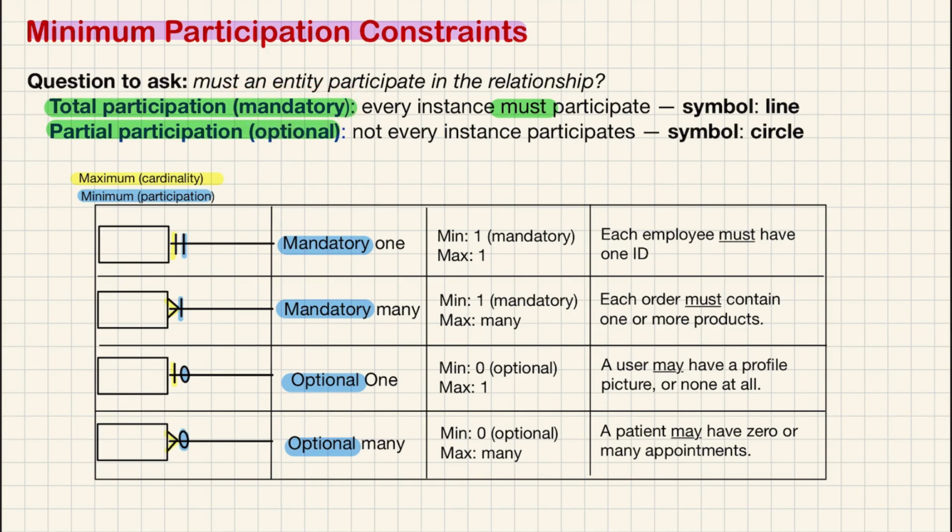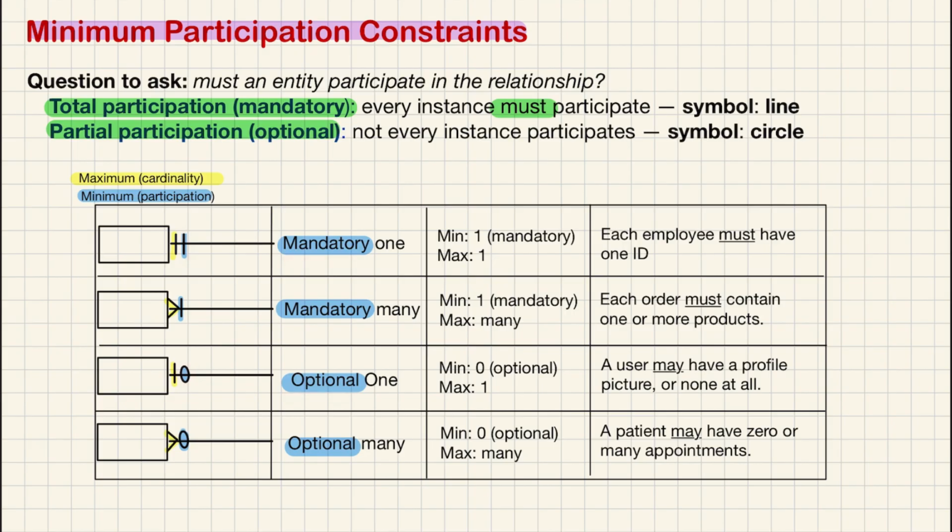Let's break down this chart showing the 4 types of minimum participation constraints. The symbols closest to the entity represents the max constraint. A line means max 1, a crow's foot means max many. The symbol next to it shows the minimum participation constraint. A line is mandatory, and a circle is optional.